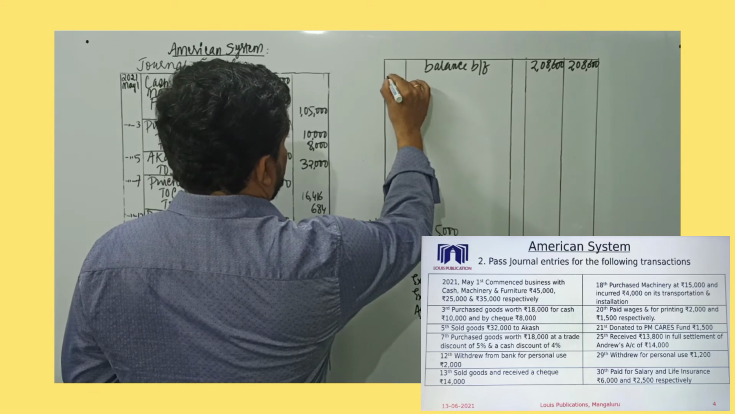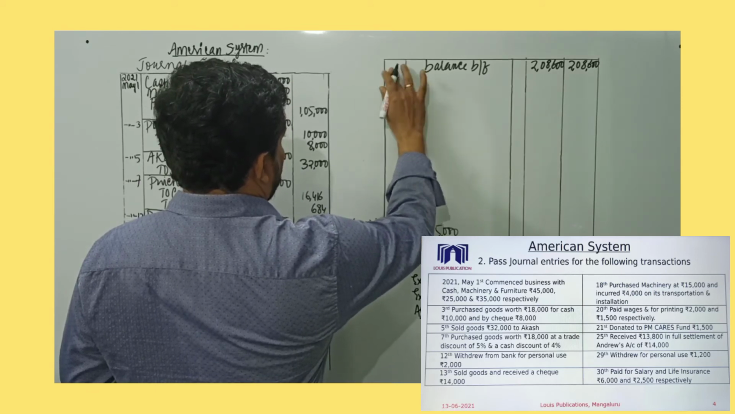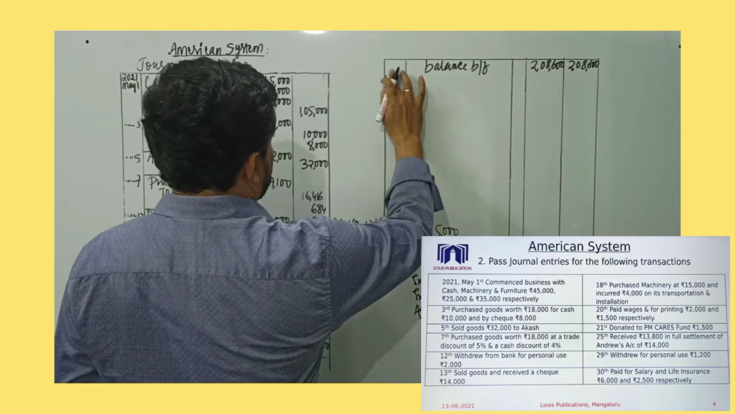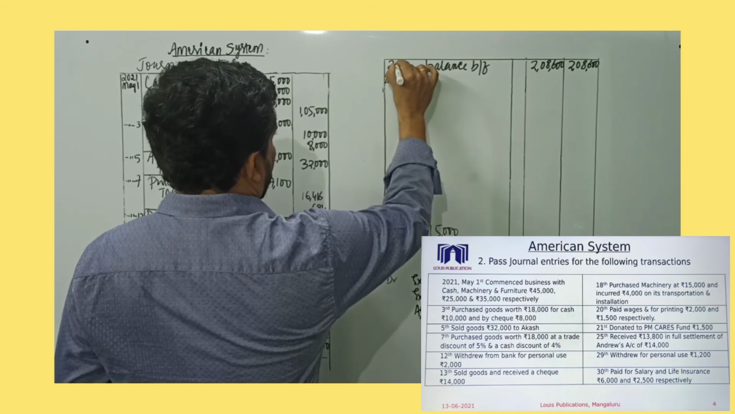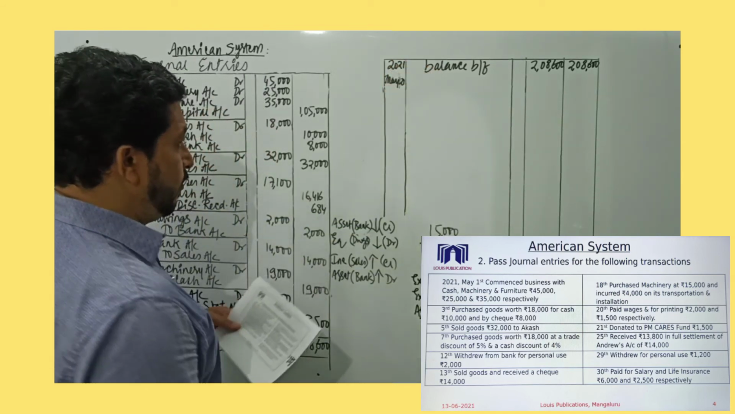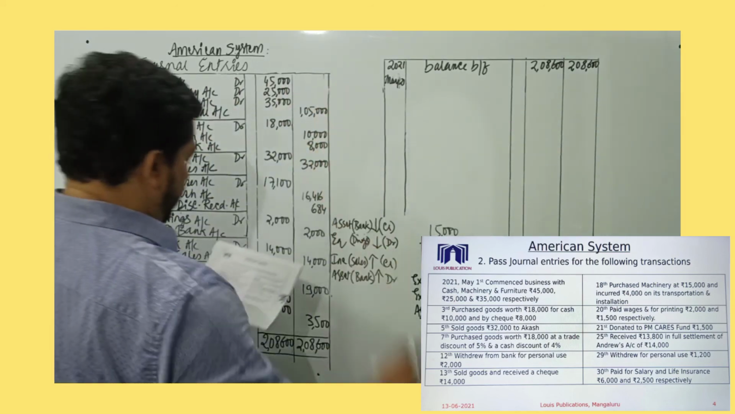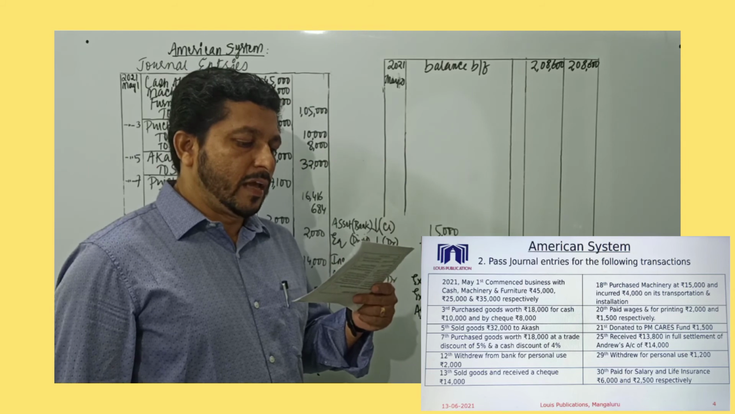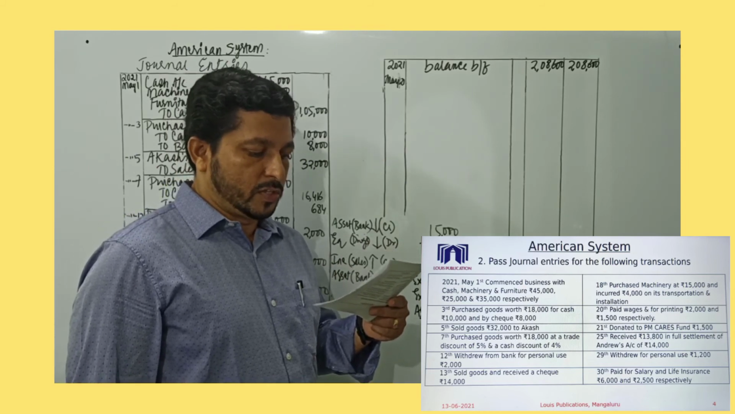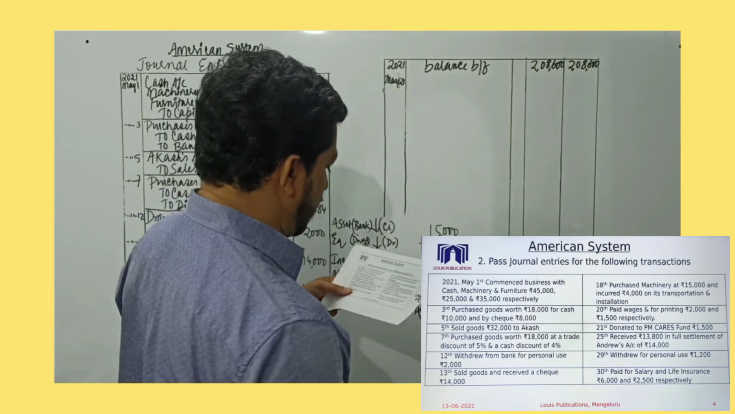Okay. After that, the transaction date is May 21st. So you can record May 21st. And you can record once again 2021. If you record the year once, that's good enough. So May 21st, donated to Prime Minister Cares Fund is given.